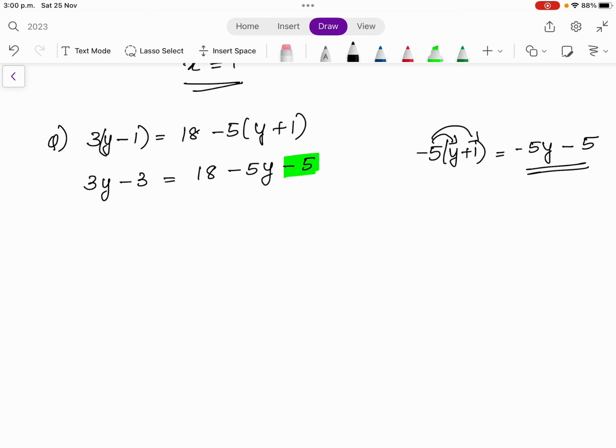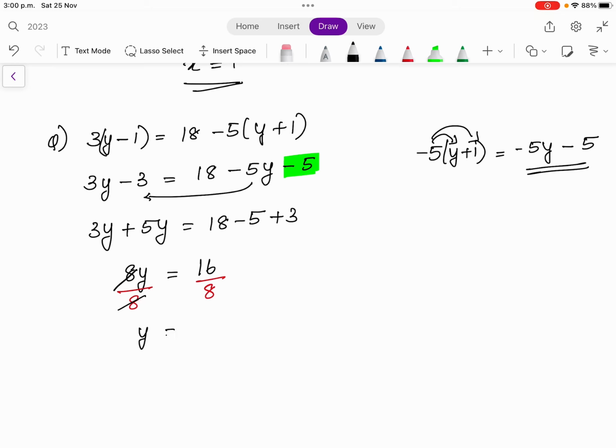Then you bring all the y to the one side. So it is 3y, this 5y will come this side. So 3y plus 5y is equal to 18 minus 5 plus 3. So 3y plus 5y is 8y is equal to 18 minus 5 is 13. 13 plus 3 is 16. So then you divide this by 8. So then 8 will get cancelled. y is equal to 16 by 8, which is equal to 2.